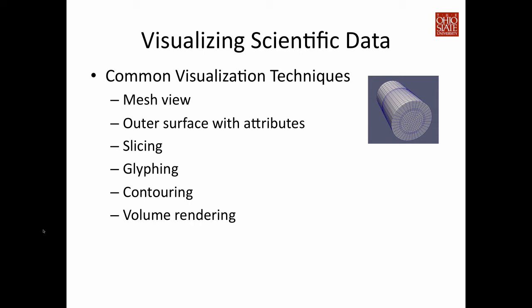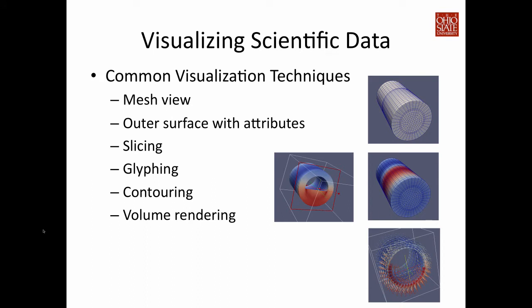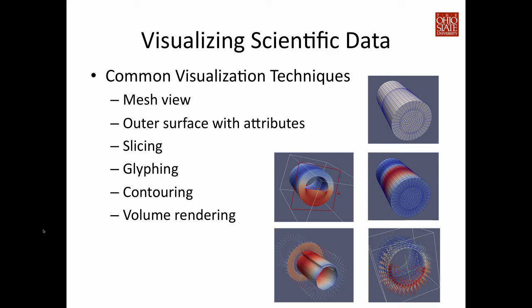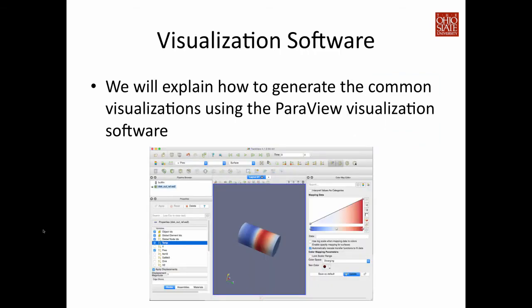So the topics of interest include mesh view, outer surface with attributes, and slicing. You can place glyphs at your grid points. You can do iso-contouring. You can also perform a more advanced visualization operation called volume rendering. I'm going to give you a live demo to show you how to generate some of the common visualizations using a software called ParaView.